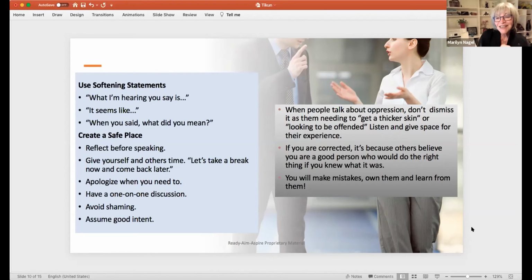recognize it as being because others think that you're a good person and would do the right thing if you knew what it was. So if someone corrects you, even if they do it clumsily, take it as, okay, thank you for sharing. Thank you for correcting me. I will do my best not to do that again. And again, this notion of making mistakes.